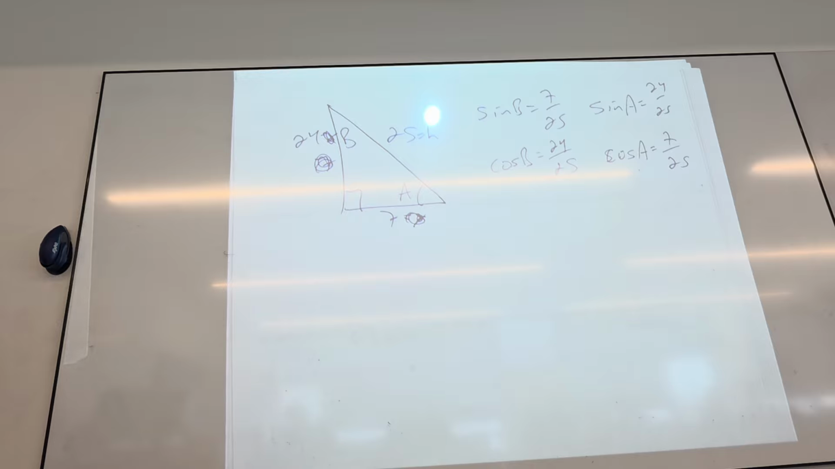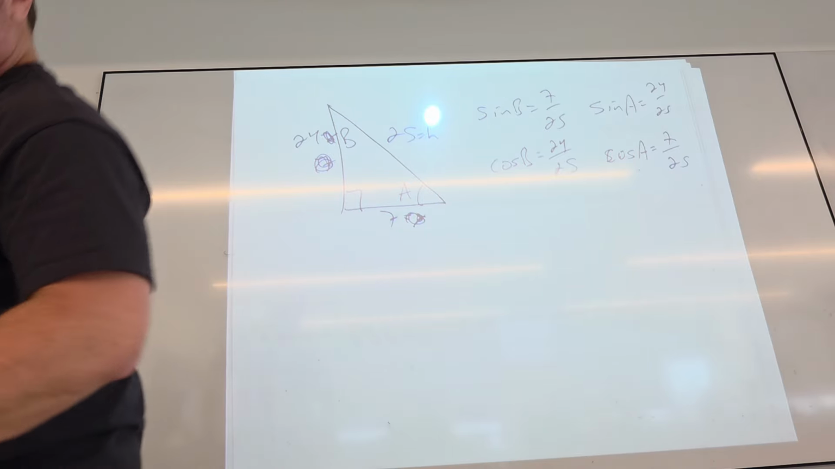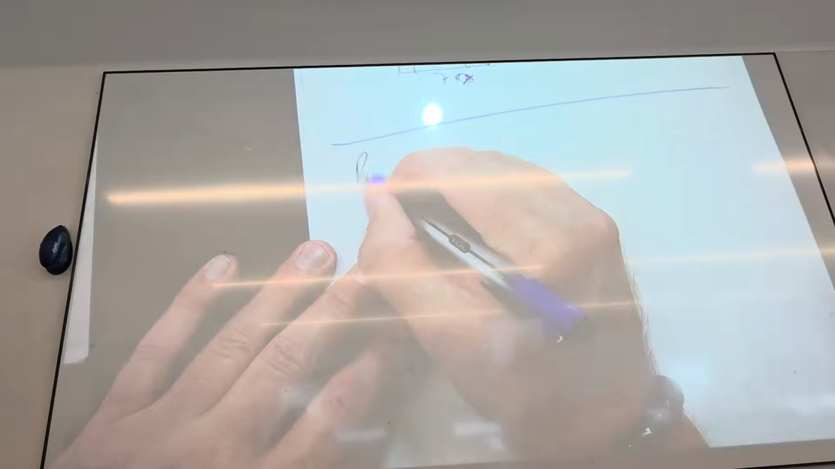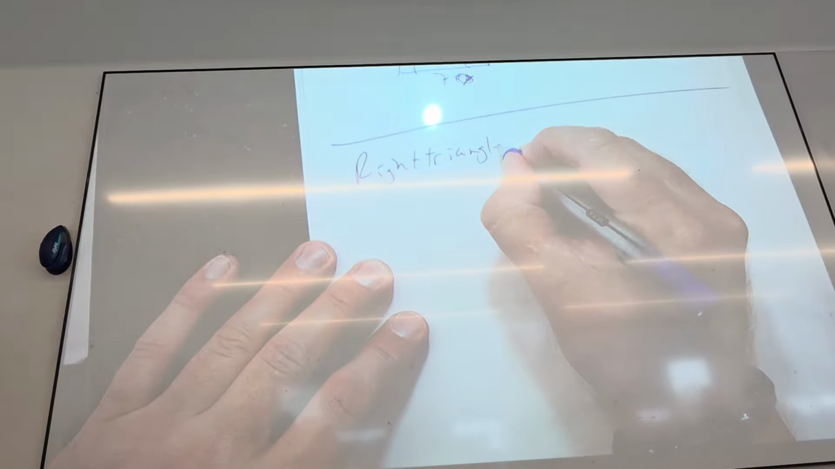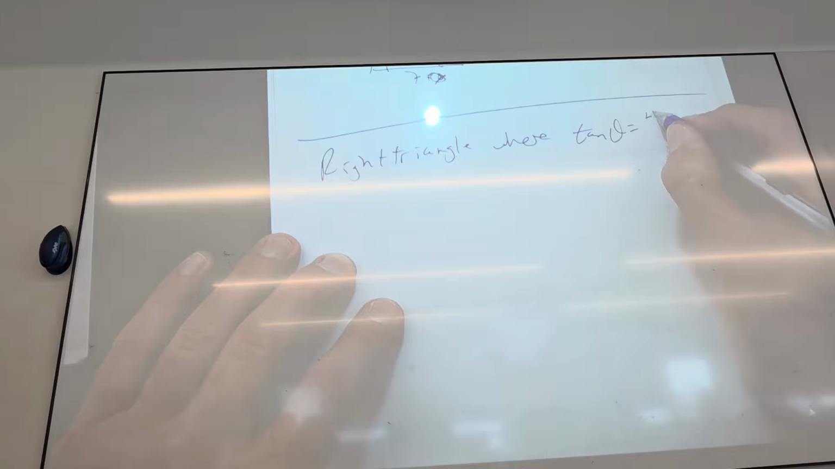Okay. I'm working towards something. Oh, good. Yeah. What if I told you I have a right triangle where tangent theta is 4 over 7?